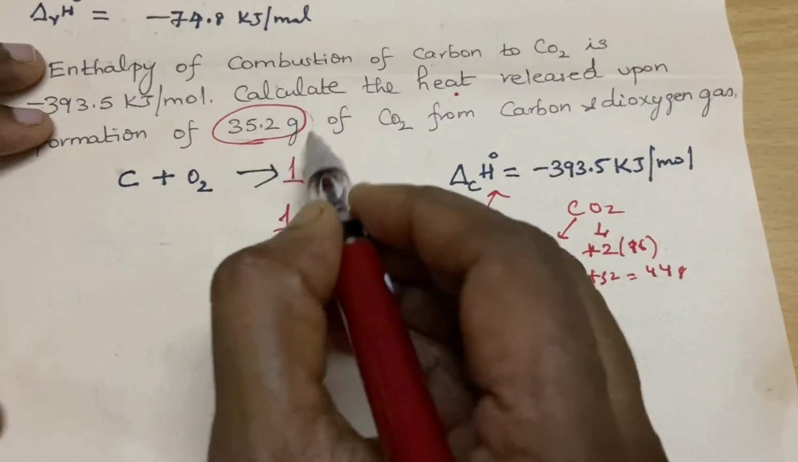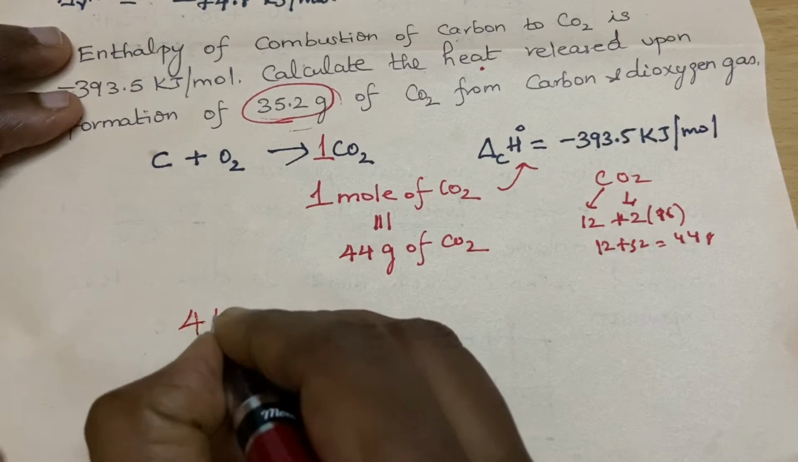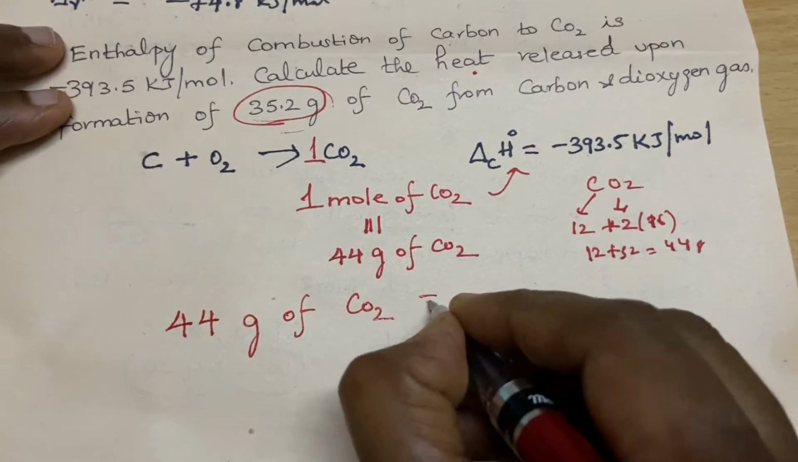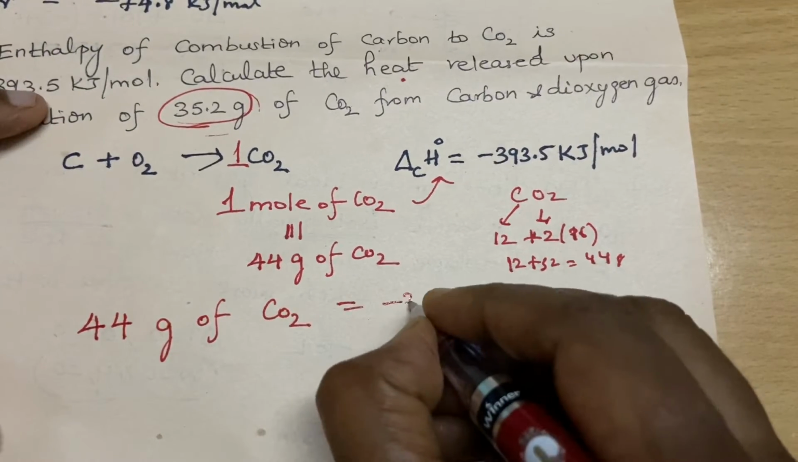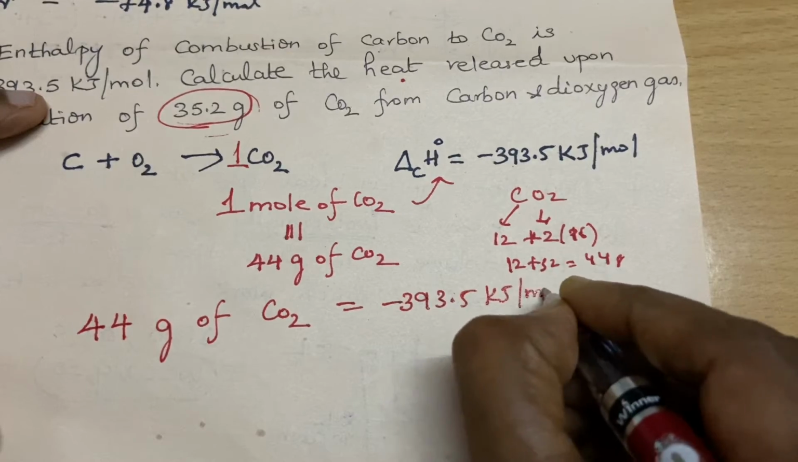They are asking in grams, so simple cross multiplication. To prepare 44 grams of carbon dioxide, how much energy is released? Minus 393.5 kilojoules per mole is released.